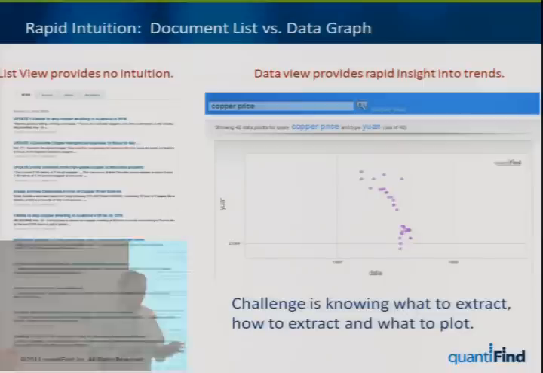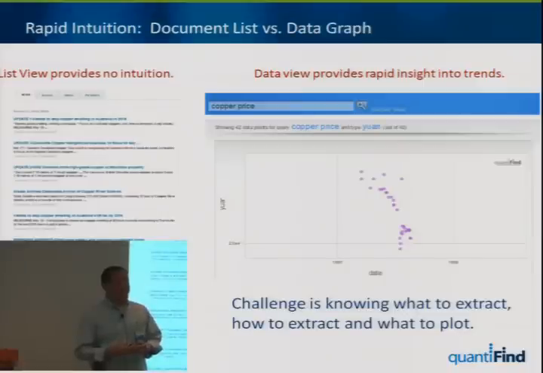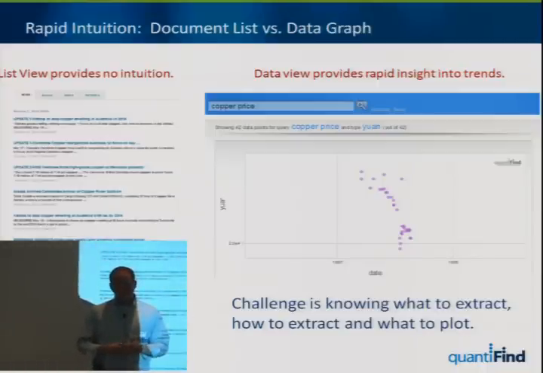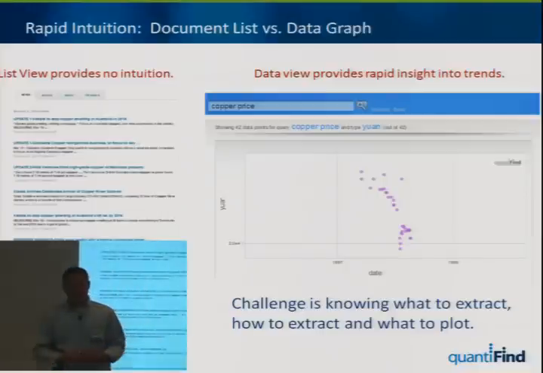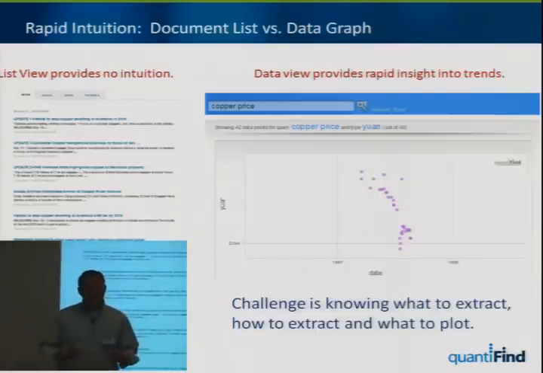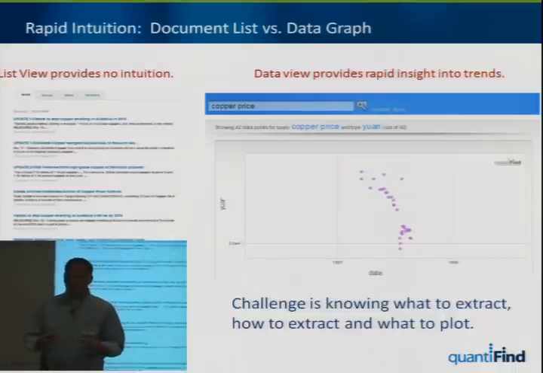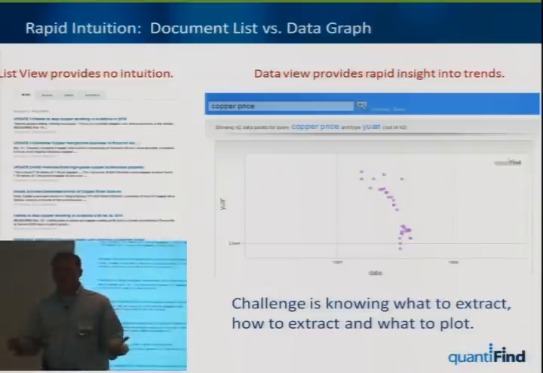So the way Quantifind launched, my background's atomic physics, and some of the first applications we used for the Quantifind engine was to map technology trends with gyroscopes. We were building some precision gyroscopes. And if you search for a gyroscope in a Google or any kind of keyword query, and you get a list of 10 million documents that have the phrase gyroscope, that doesn't really help you, right? What you really want is some sort of picture of what are the important trends with gyroscopes.